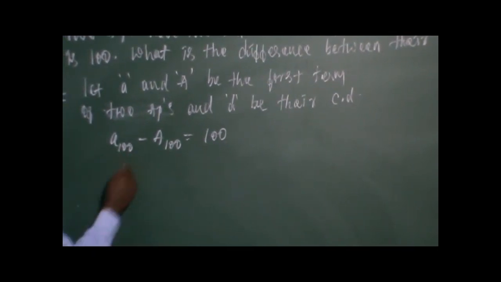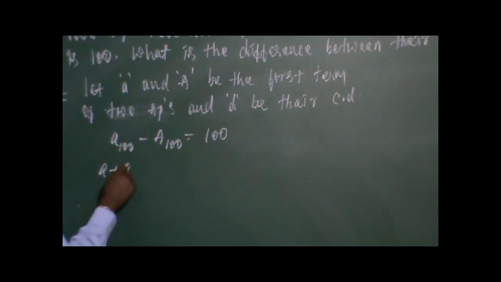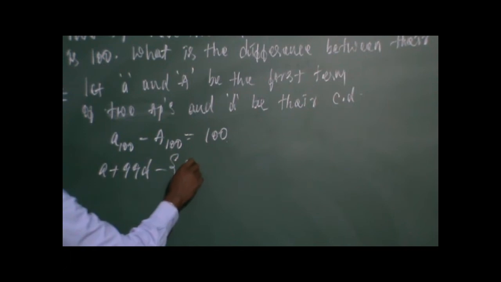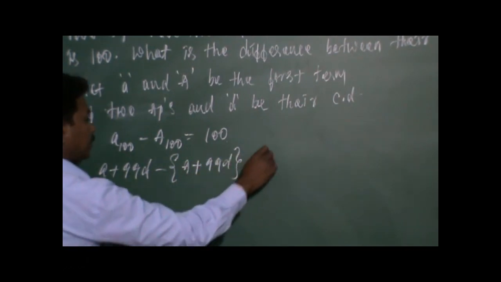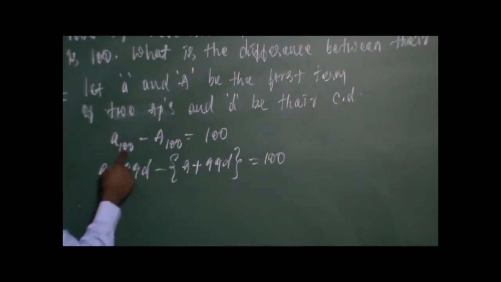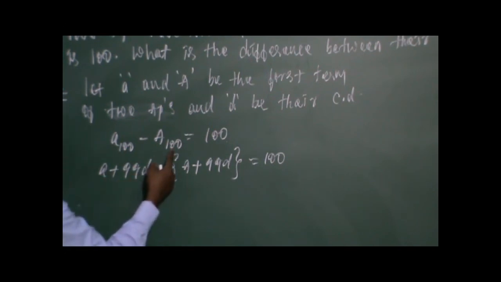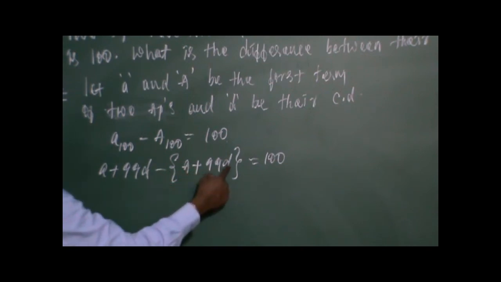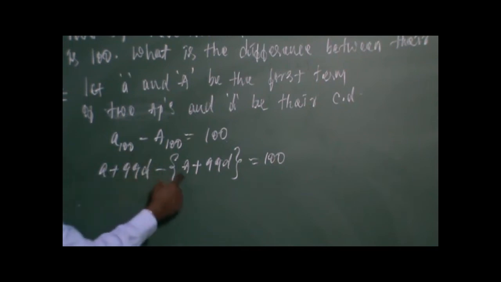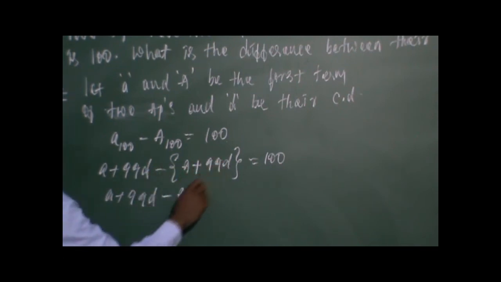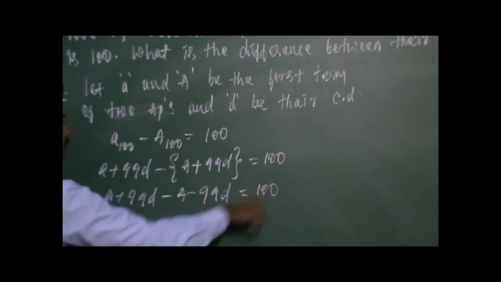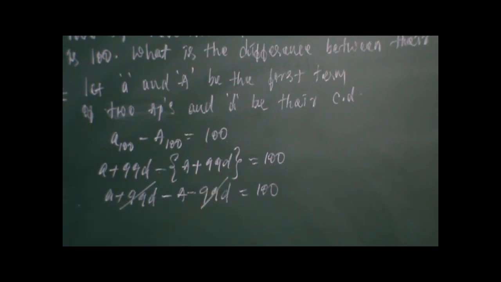So let us define this. a100 can be written as a plus 99d, minus, open brackets, because we are going to get a binomial, A plus 99d, is equal to 100. This is how it comes. The 100th term of the first AP is a plus 99d, and the 100th term of the second AP is A plus 99d. Since the first term changes, I have taken small letter a and big letter A. So a plus 99d minus A, minus into plus 99d is minus 99d, is equal to 100. So plus 99d minus 99d cancels. So a minus A is equal to 100. That is the difference, a minus A comes to 100.